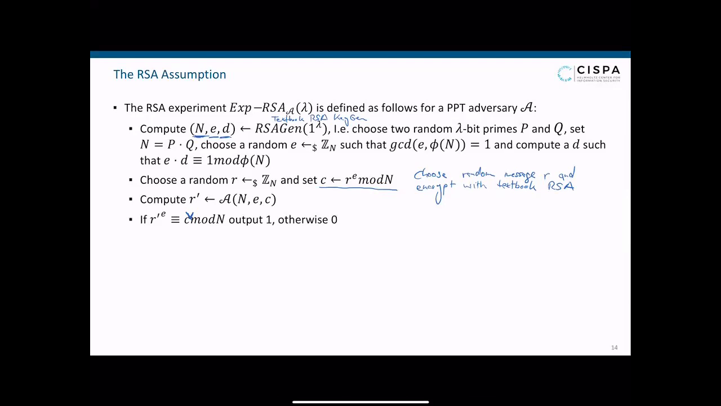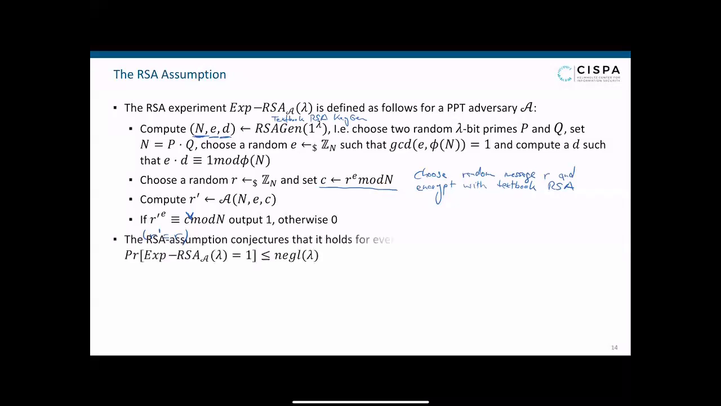Essentially, since we know that for correctly formed RSA moduli, R to the E is a permutation, we could equivalently check if R prime equals R, right? But for reasons that become obvious in the reduction, it makes more sense to check whether R prime to the E is C, right? Because our reduction will not know what R is, but it does know what C is.